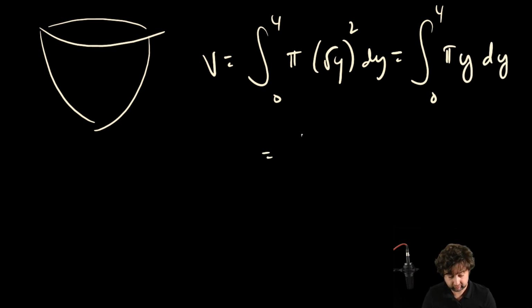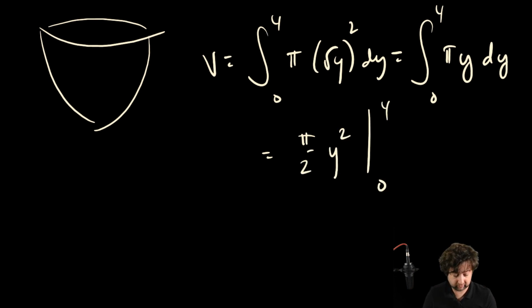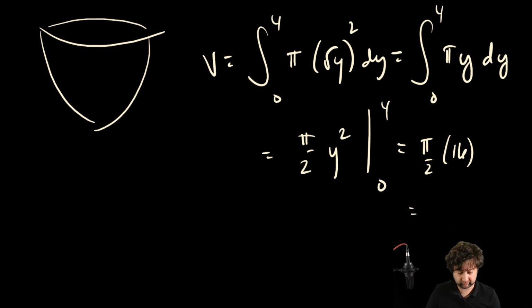Which is equal to pi over 2 y squared evaluated from 0 to 4, which is pi over 2 times 16, which is 8 pi. Now, if you want to be pedantic, it's actually 8 pi units cubed, but that's not going to be a factor in the way that we're starting to think about these problems. Because units are sort of a dimensionless quantity in abstract calculus, I'm not going to include them. When we start working on physics problems, the units will actually mean quite a bit. So in those contexts, we will include them.